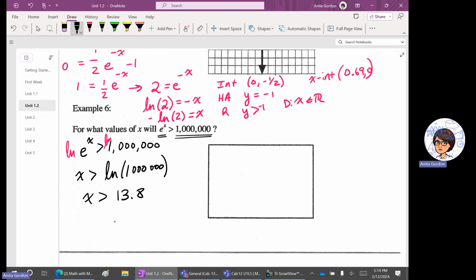Or we can say e to the 14 will be greater than 1 million if we're looking for just one point.